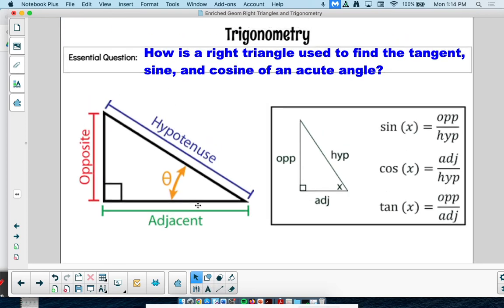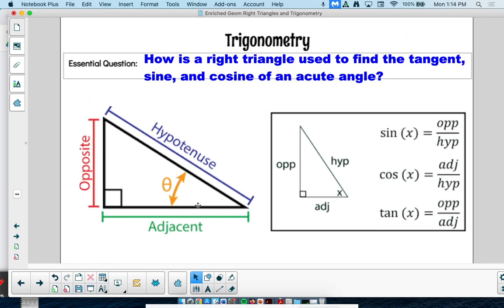Okay, folks, we are starting the best part of the whole year. Trig. It's so great. Mason, you happy back there?